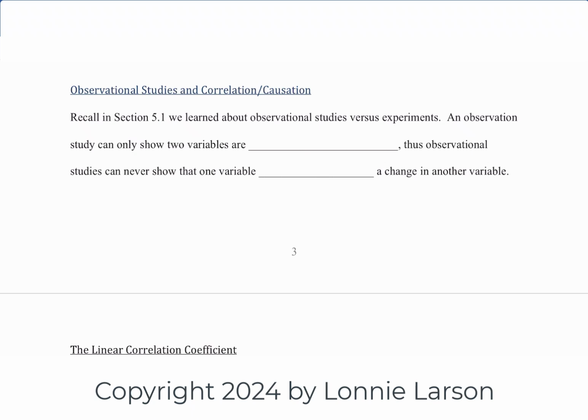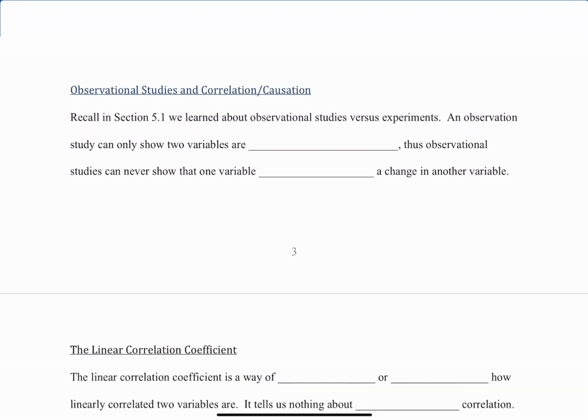For the rest of this section and all of next section, we're going to talk more about linear correlations. But before we go there, I do have one more comment to make about correlation versus causation, and this has to do with observational studies. You'll remember that in section 5.1, we learned about observational studies versus experiments. An observational study was one where you just collected data, in other words, observations on two variables, whereas an experiment was where you had a treatment, in other words, a way of altering one variable and then seeing if it had an effect on the other variable.